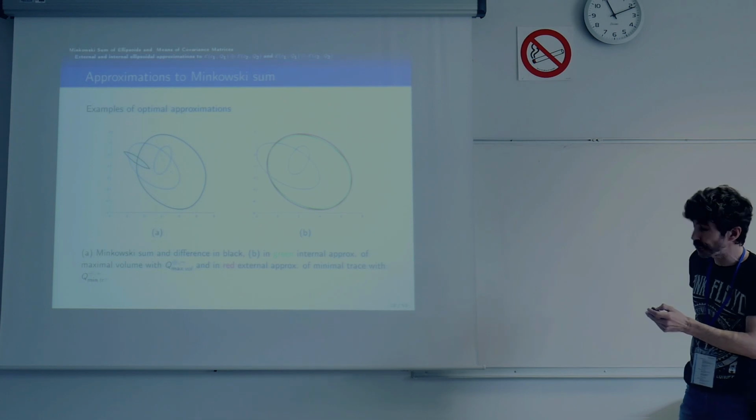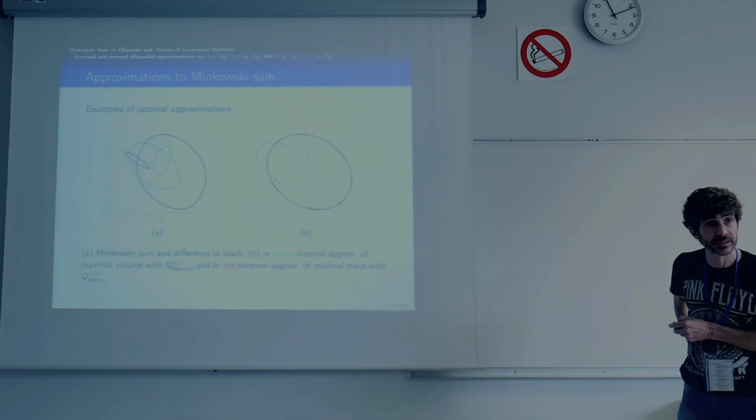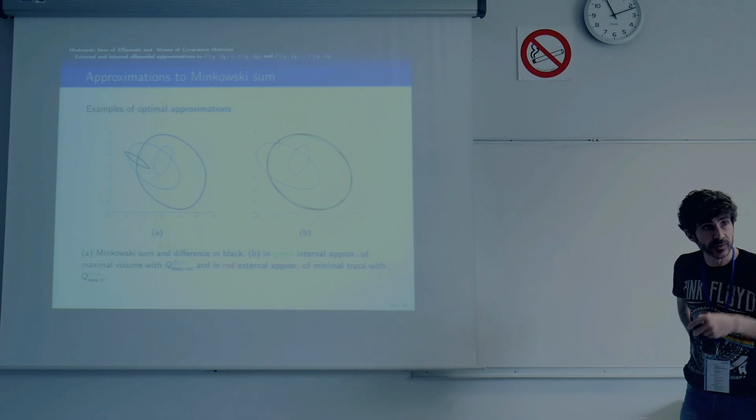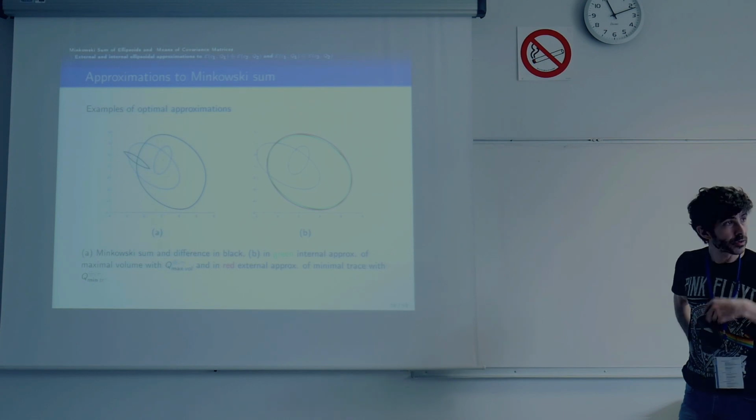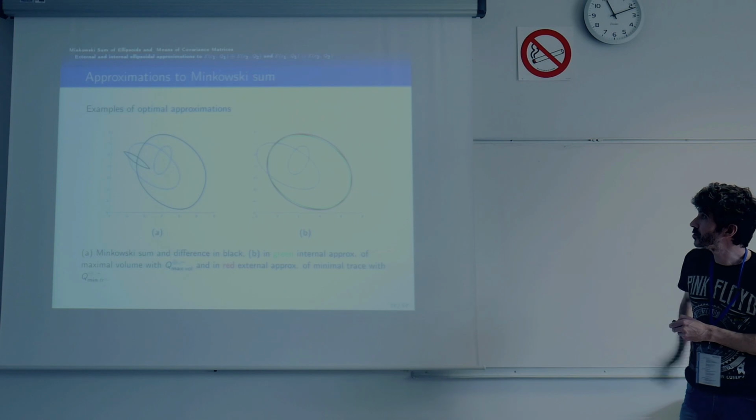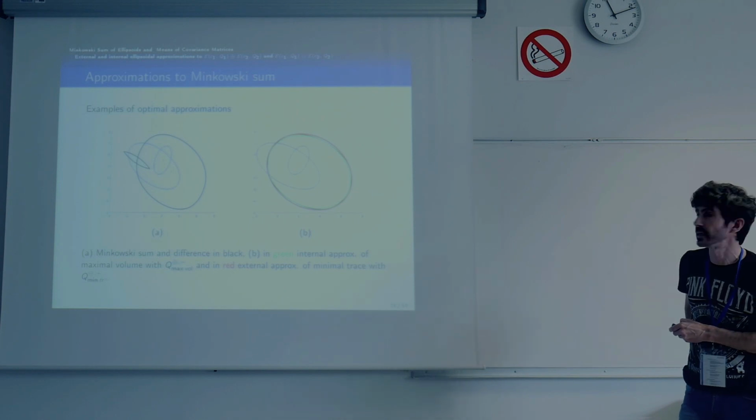This is just to show you how the optimal ones look. For instance, in green, you have the optimal ones in the sense of the volume, which is contained inside. And in red, the optimal external one of minimal trace. So that you can see how it looks for this example.